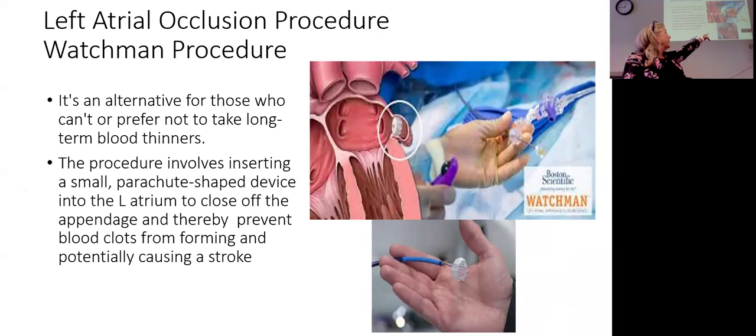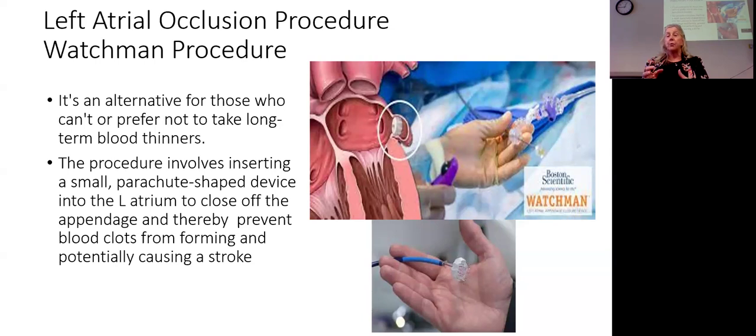They insert a small parachute. You can see down there, the one in the hand, that's what it looks like. When they insert it, it is not expanded. It's down like this. It's like an umbrella. You know how an umbrella is not expanded at first until you open it up? That's what this is like. So it goes through your groin, inside the little catheter. You can't even see it.